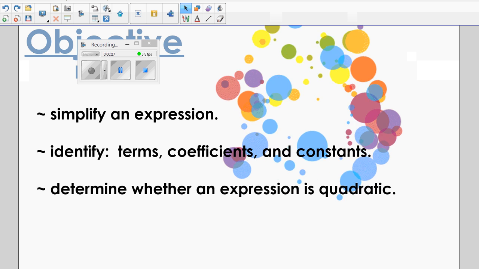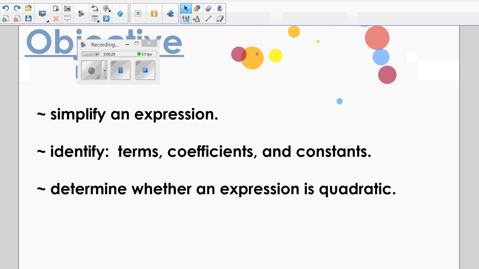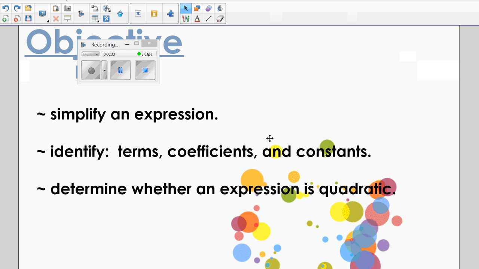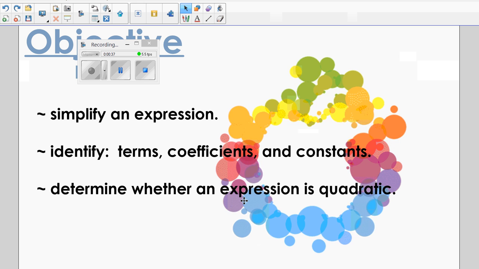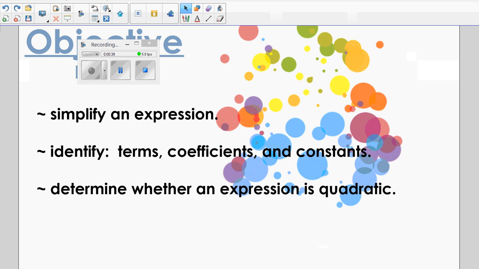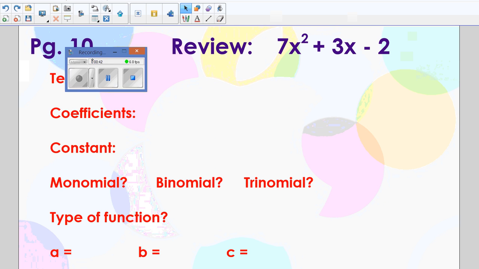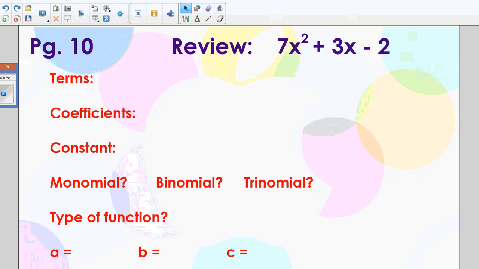So you're going to simplify an expression. You're going to identify the terms, the coefficients, and the constants in the expression, and then you're going to determine whether that expression is a quadratic expression. All right, so in your books, if you could turn to page 10 and write this expression down right here, 7x squared plus 3x minus 2. Write down all this information that you see, and then unpause this, and then we'll go through it.